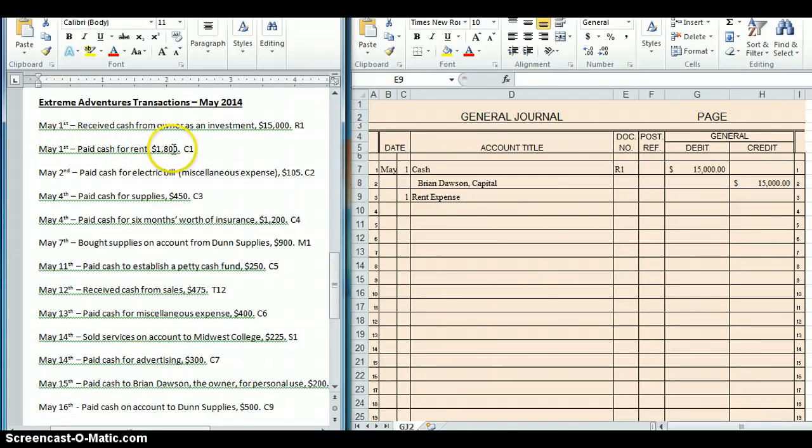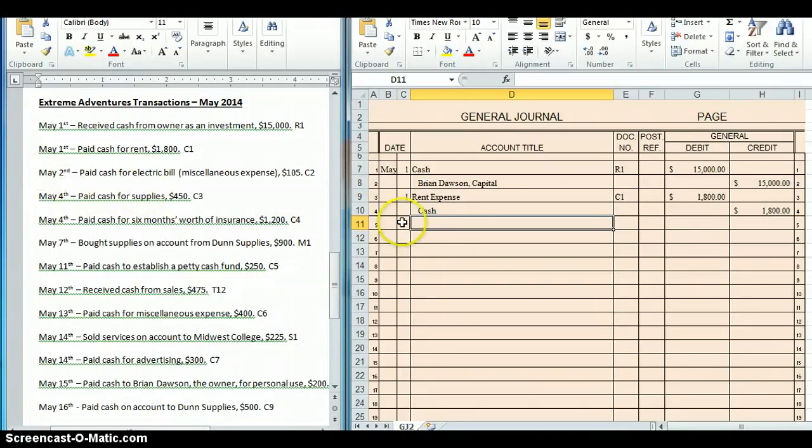We paid $1,800 for rent, and C1 was my document. C1, $1,800. Now we already discussed that my credit is cash. So directly below rent expense, I'm going to put cash, credit of $1,800, and I've got another transaction done.